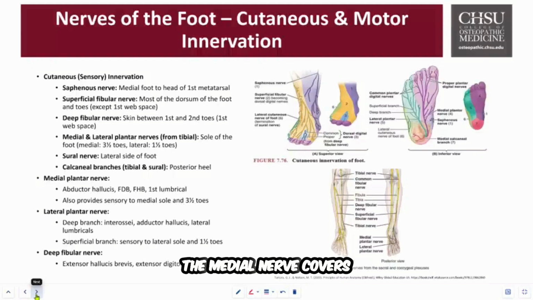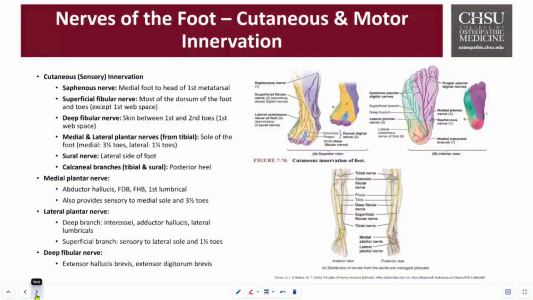They serve the sole. The medial nerve covers the medial 3.5 toes, and then the lateral nerve covers the lateral 1.5. The sural nerve is going to go to the lateral foot and the heel, and the calcaneal branches go specifically to that heel skin. Injuries to these regions can lead to paresthesias, burning pain, weakness, as well as entrapment syndromes. Let's be mindful of the key nerves in the muscle.